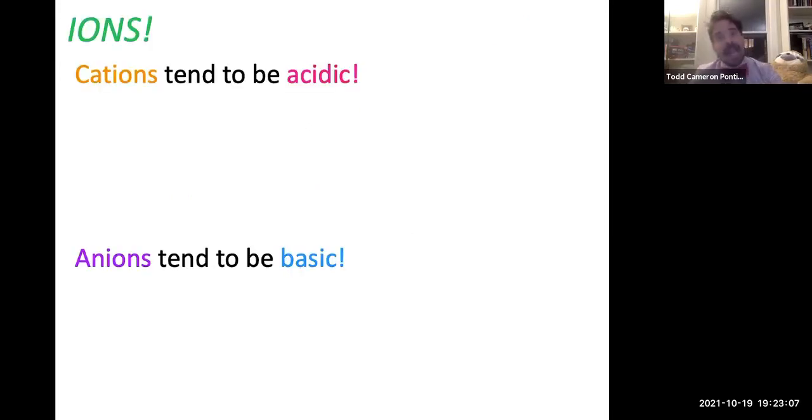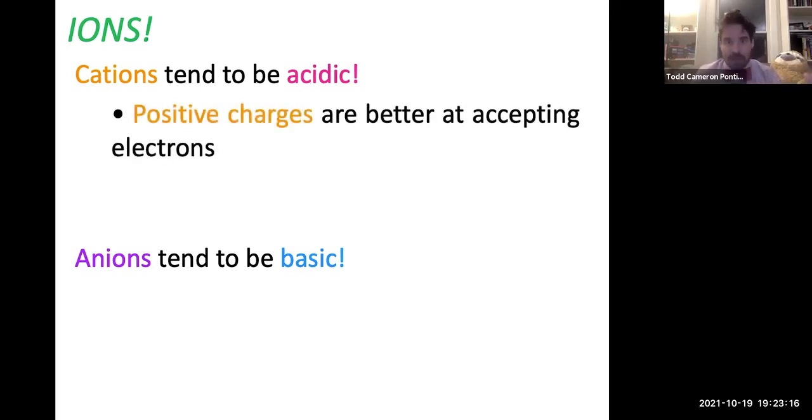And then finally, we're going to look at ions and salts. Cations tend to be acidic. And when you think about what acids do, this makes sense because positive charges are better at accepting electrons. Remember, the Lewis acid definition is that acids accept electrons.